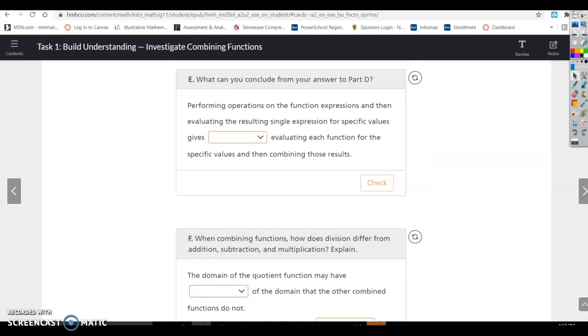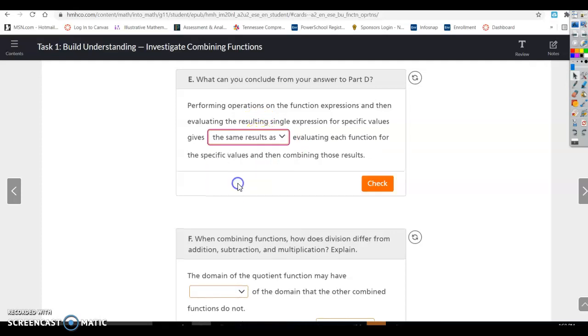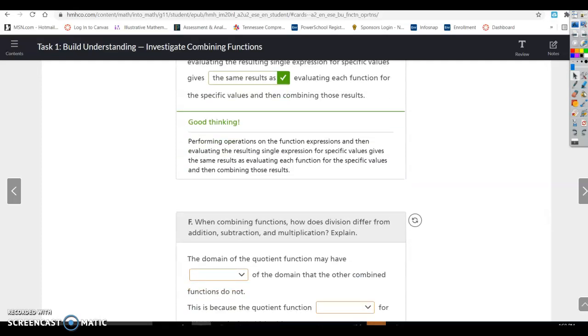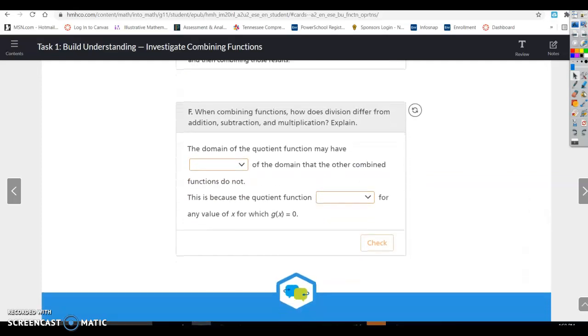And what can you conclude from your answer to part D? Performing operations on the function expression and then evaluating the resulting single expression for specific values gives you the same results as evaluating each function for a specific value and then combining. So basically it's saying you can combine the functions first or you can substitute the values into each function first, but when you combine them you're going to get the same result, which we've seen from the two tables.